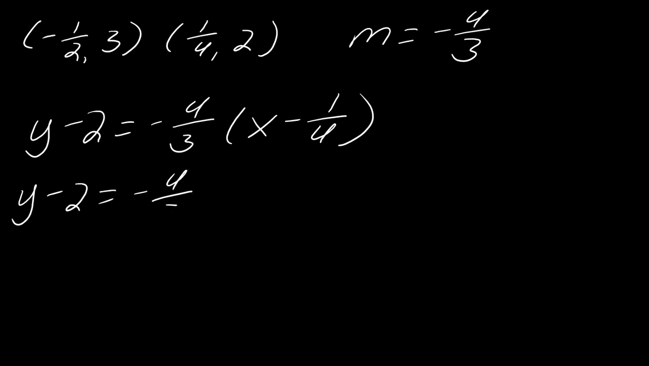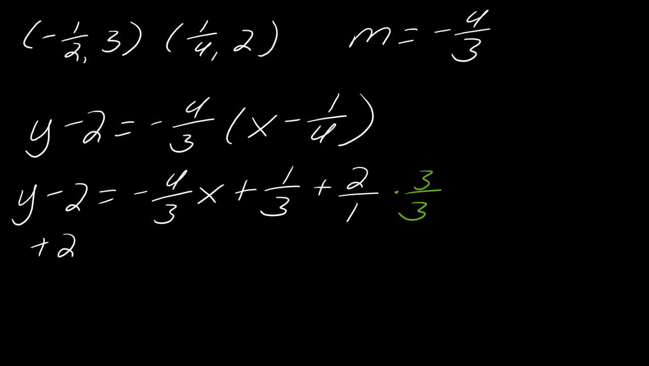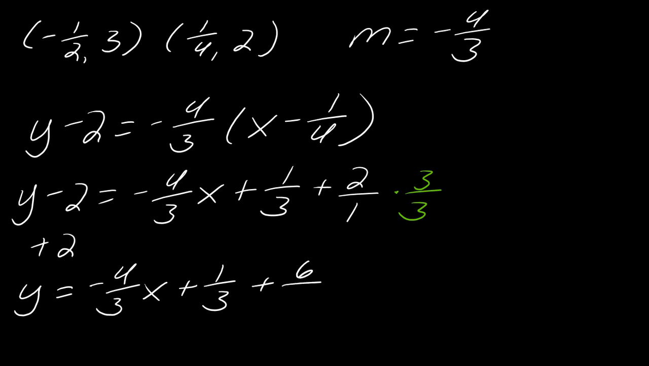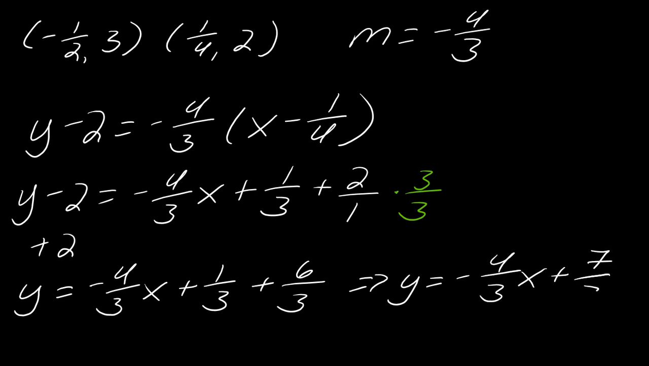So this becomes -4 over 3x. And then -4 over 3 times -1 over 4, that will become positive 1 over 3. So now I'm going to add the 2 over to the other side. Now remember that 2 is technically over that invisible 1. And then so that I can add these up, I'm just going to make this a common denominator so that this becomes y equals -4 over 3x plus 1/3 plus 6 over 3. So that means that my final answer will be -4/3 x plus 7 over 3.